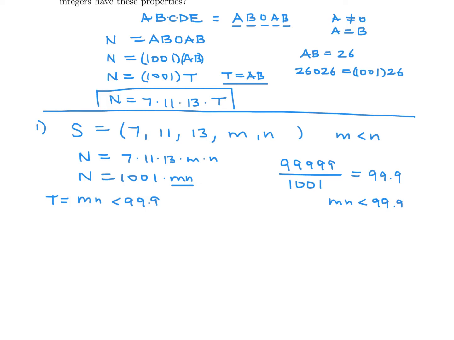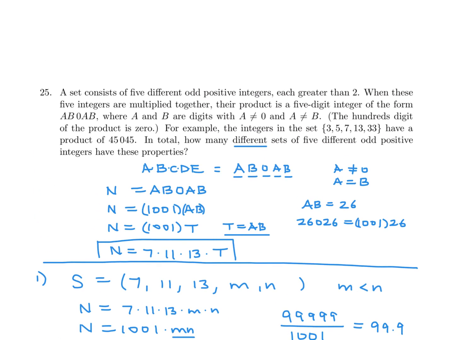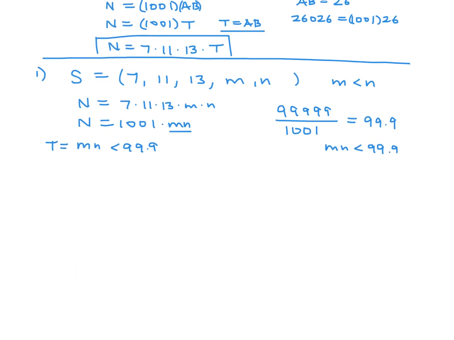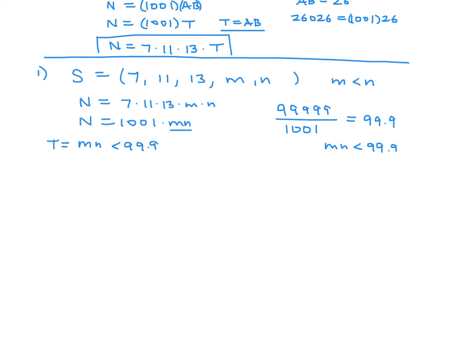Okay, so let's go through this. Now, these numbers are odd, right? Odd positive integers, each greater than 2. So let's start off with the smallest odd positive integer greater than 2, which is 3. If m is 3, what do we get? Well, then n, according to this, there's a lot of choices. It could be 5, 9, 15, 17, 19, 21, 23, 25, 27, 29, and 31.